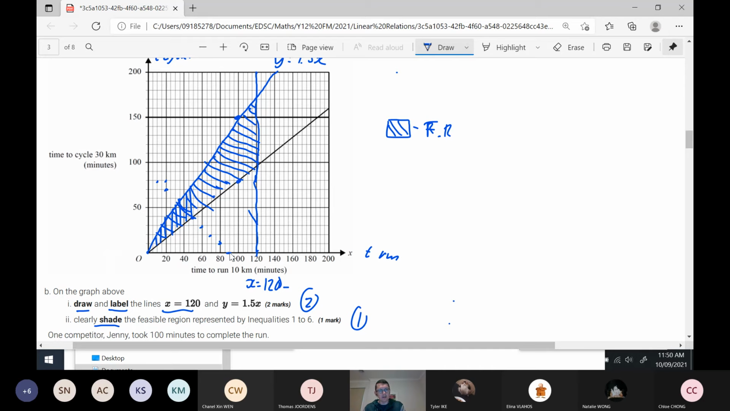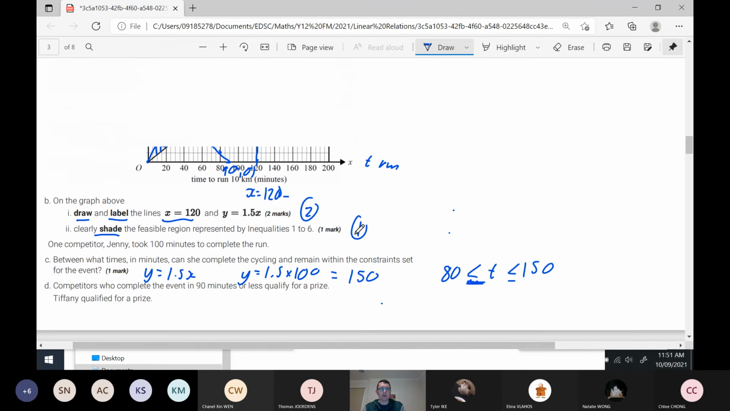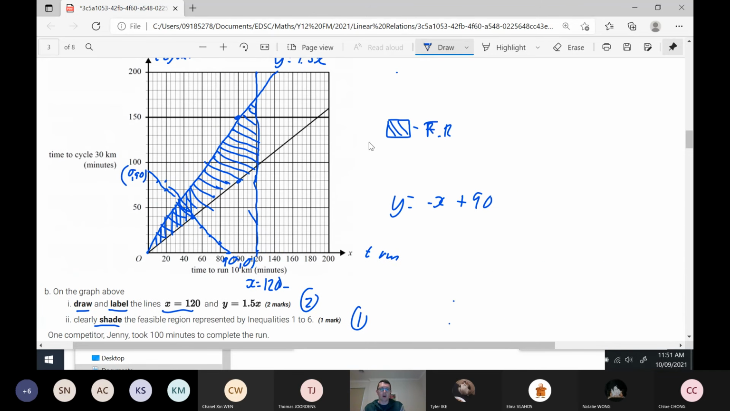So you have a constraint, right? You have a new constraint that you've made. If you think about that constraint, that would be 0, 90 here, and that would be 90, 0 here. The equation of this line is going to be y equals negative x plus 90. So you can figure out that equation there. She needs to complete the event in 90 minutes or less, so she needs to have a y value equal to or less than that equation. So let's put that in there.